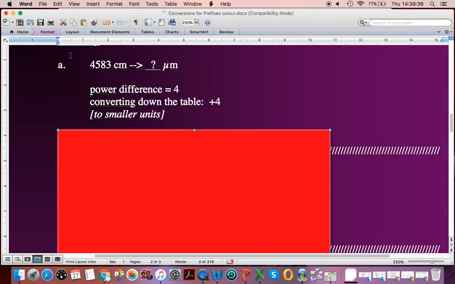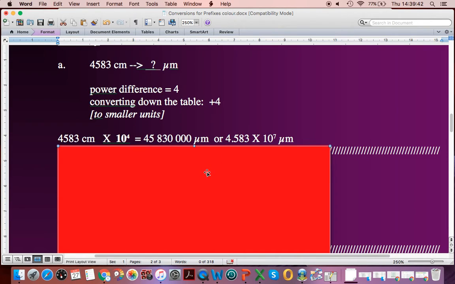So now I just take my 4583, multiply by 10 to the plus 4, and then I put it into proper scientific notation. You can do this multiplication on your calculator, and then convert it to proper scientific notation, and that clears up any uncertainty about sig figs. I started with 4 sig figs, so I finish with 4 sig figs.